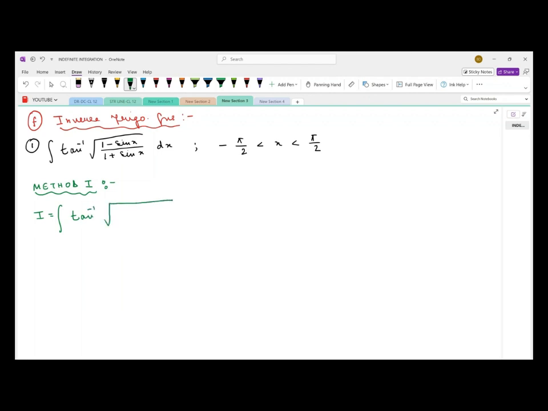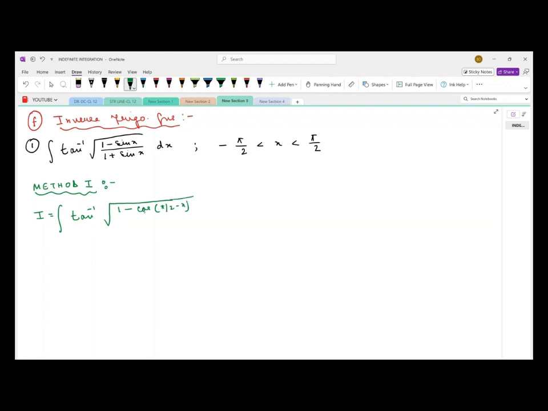just as we did in the previous sums, we don't want 1 minus sin x and 1 plus sin x. We want 1 minus cos x and 1 plus cos x due to the existing formula in trigonometry. So we simply change sine to cos.